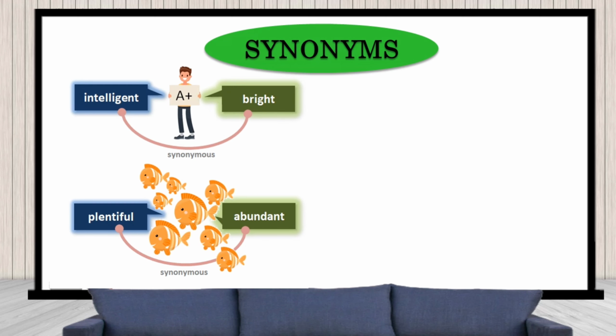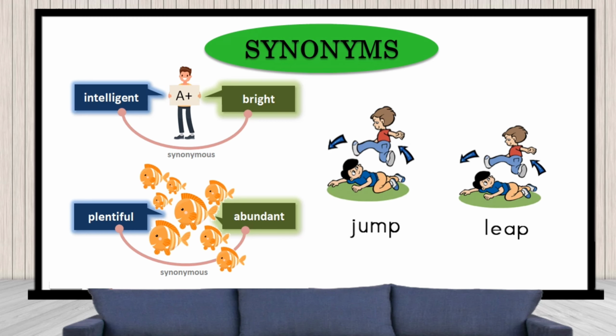Synonyms are words that are similar or have a related meaning to another word. They can be lifesavers when you want to avoid repeating the same word over and over. Also, sometimes the word you have in mind might not be the most appropriate word, which is why finding the right synonym can come in handy. For example, the word intelligent has the same meaning as the word bright. Same goes with the word plentiful. It is synonymous with abundant. And for the verb jump, the synonym is leap.